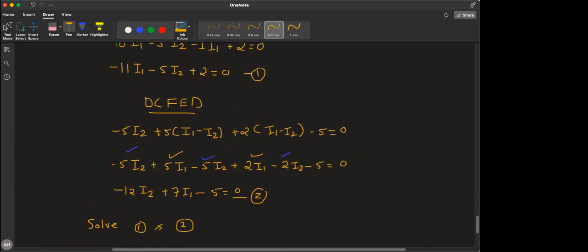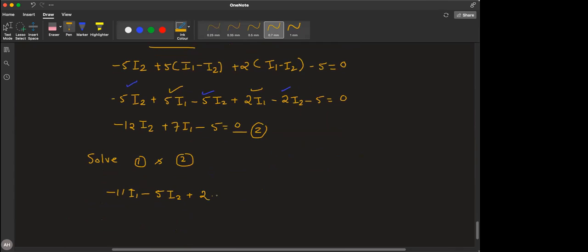5I2, what is next? Plus 2 is equal to 0. Then we have the 7I1. I'm just changing the order. 7I1 minus 12I2 minus 5 is equal to 0.